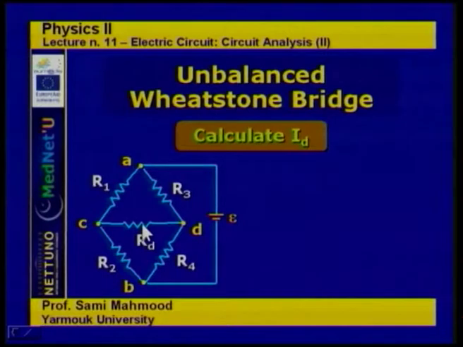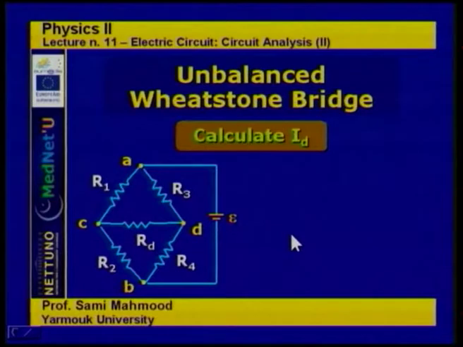Previously we have discussed the case of the balanced bridge in which there is no current, ID is equal to 0. But here we consider the general case, if ID is not equal to 0, and we are concerned with the calculation of ID, the current across RD. So how do we do it?